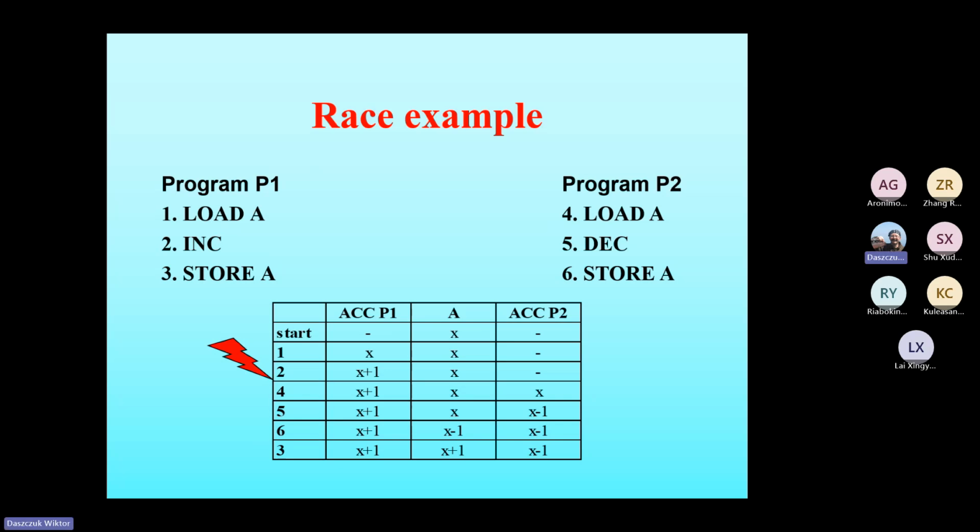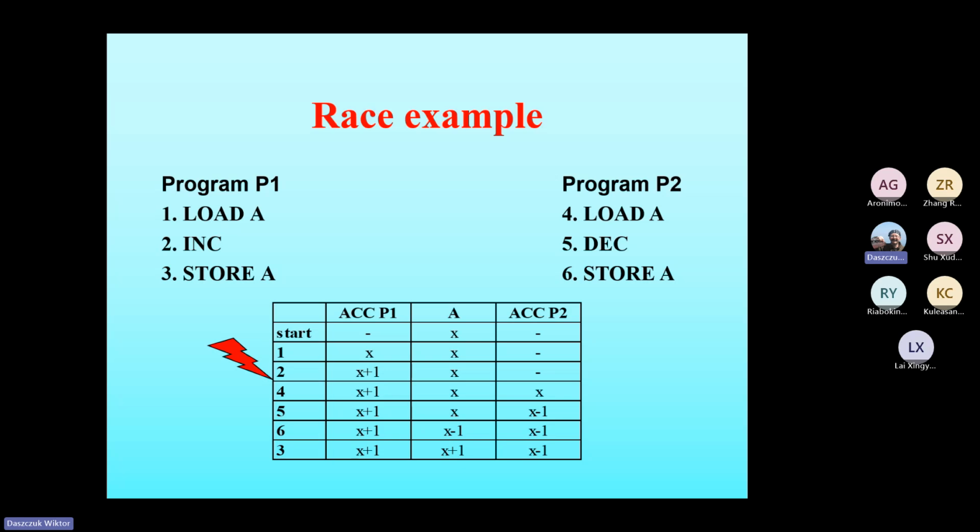We have X in variable A and X plus 1 in the accumulator of process P1. We store somewhere the state of process P1 and load the state of process P2, because the scheduler now chose program P2 for execution after this interrupt.